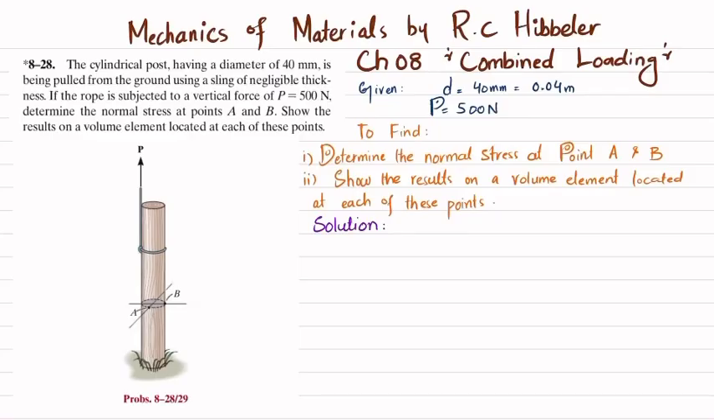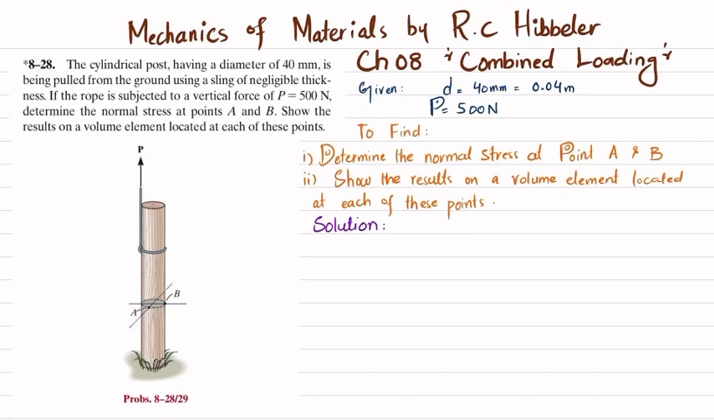Welcome back. Problem 8-28. This problem is taken from chapter 8, that is combined loading, from the book Mechanics of Materials by RC Hibbeler. The statement of the problem is: the cylindrical post having a diameter of 40 millimeters is being pulled from the ground using a sling of negligible thickness. If the rope is subjected to a vertical force of 500 Newton, determine the normal stress at points A and B. Show the result on a volume element located at each of these points.